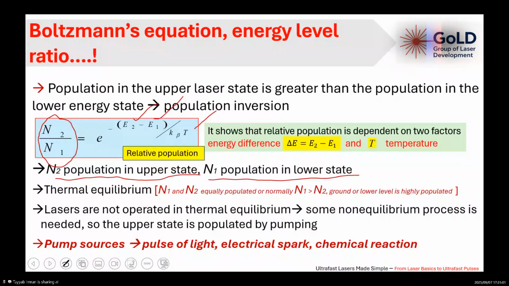So the lower level is highly populated. You can see here, and that is thermal equilibrium. I mean, the electrons are jumping up and coming down. The level population is almost the same, or N1 is greater than N2. But it does not happen that N2 is greater than N1. If N2 is greater than N1, that will be a population inversion case.